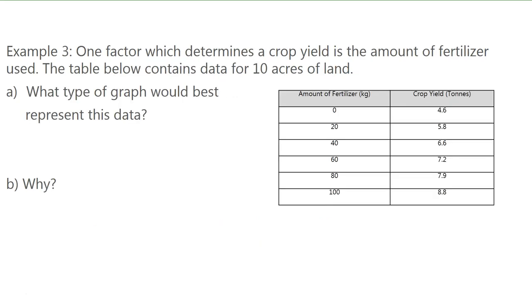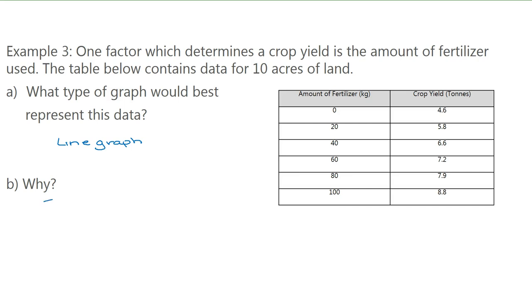Now example 3. One factor which determines a crop yield is the amount of fertilizer used. The table below contains data for 10 acres of land. What type of graph would best represent this data? So looking at the table, I see that as the amount of fertilizer increases, the crop yield increases as well. So doing a line graph here would nicely show that relationship. Also, line graphs are used in continuous data, which is what we have here.